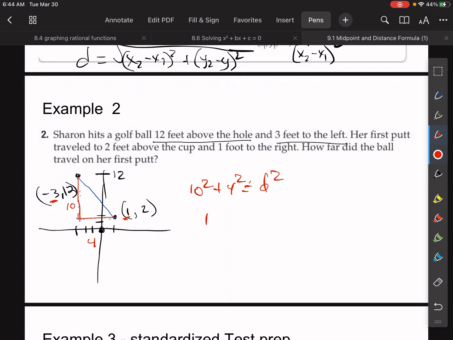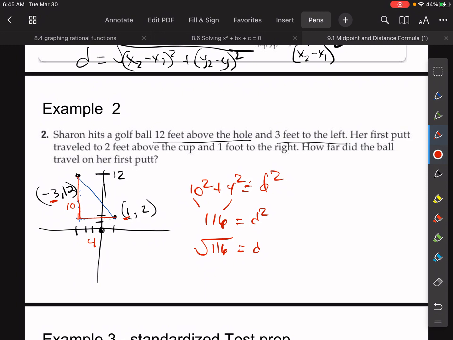So that's 116, right? 116 is equal to the distance squared. So the distance is equal to the square root of 116. Square root of 116 is not a nice number. So let me just see what it comes out to here.